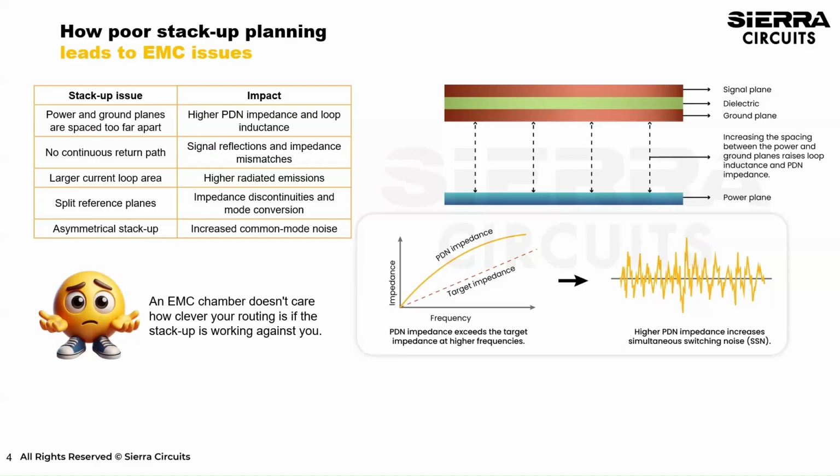The key takeaway here is simple. Even excellent routing cannot overcome a poorly planned stackup. Good EMC performance starts with proper layer planning, always.